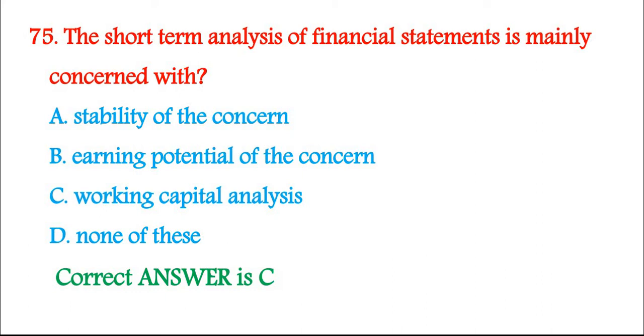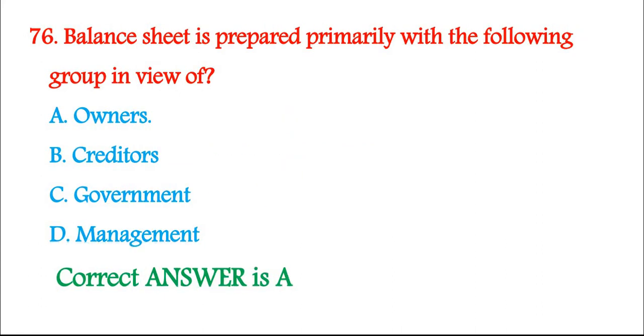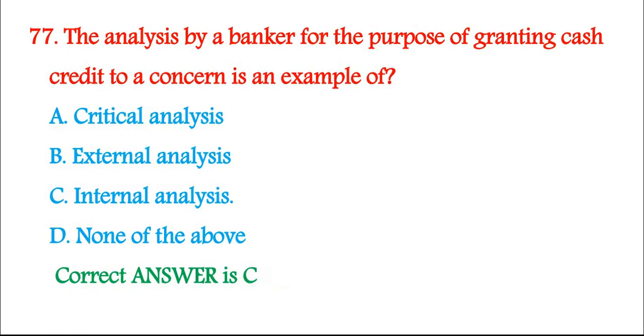75. The short-term analysis of financial statements is mainly concerned with: A. Stability of the concern, B. Earning potential of the concern, C. Working capital analysis, D. None of these. Correct answer is C. 76. Balance sheet is prepared primarily with the following group in view: A. Owners, B. Creditors, C. Government, D. Management. Correct answer is A. 77. The analysis by a banker for the purpose of granting cash credit to a concern is an example of: A. Critical analysis, B. External analysis, C. Internal analysis, D. None of the above. Correct answer is C.